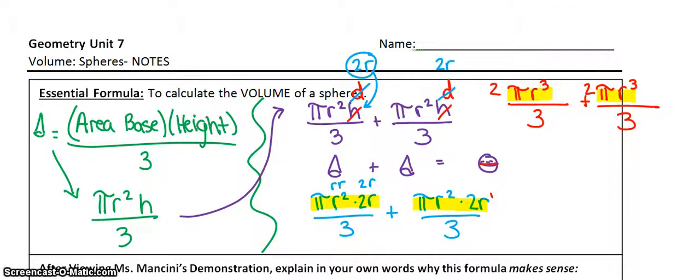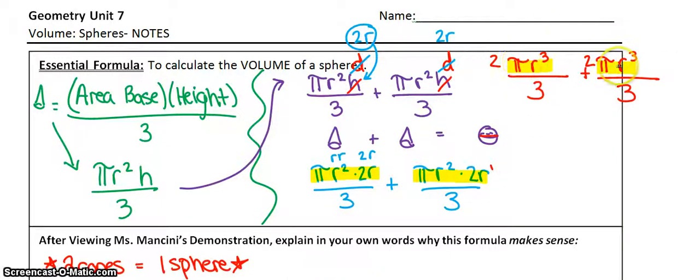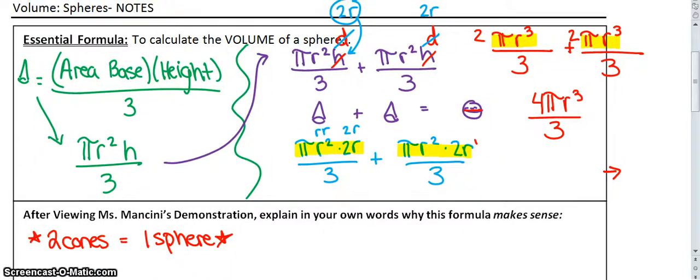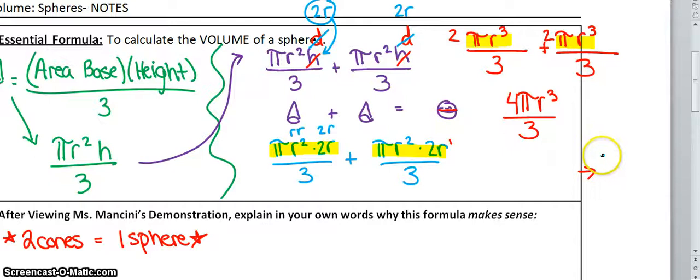Now, if I said I have 2 pi r cubed plus 2 pi r cubed, I would have 4 pi r cubed if I combine those. When you add fractions, the denominator just stays the same. Okay, let me just show you what I'm talking about, just fraction rules off to the side here. So if I have, let's see, 2/3 plus 2/3.